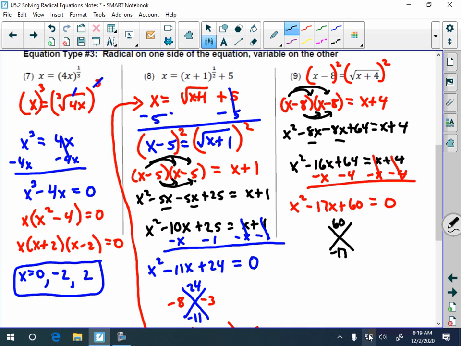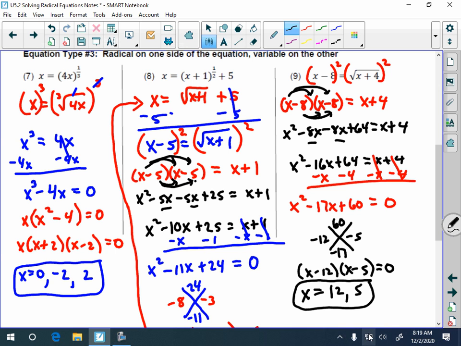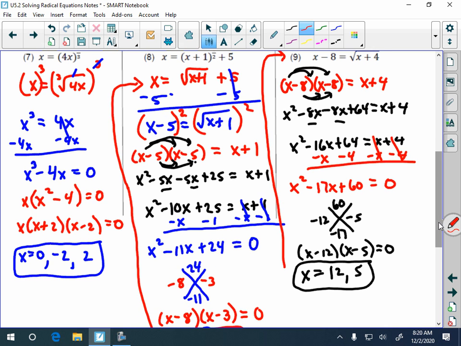So two numbers that multiply to 60 but add to negative 17. So it's going to be negative 12 and negative 5. And we solve it, we get x equals positive 12 and x equals 5. So again, we have to check to see if both of them work. Again, we're going to go back to this original because it has the square root already in for us. So plug it back into the original problem, and we'll check to see if they work.